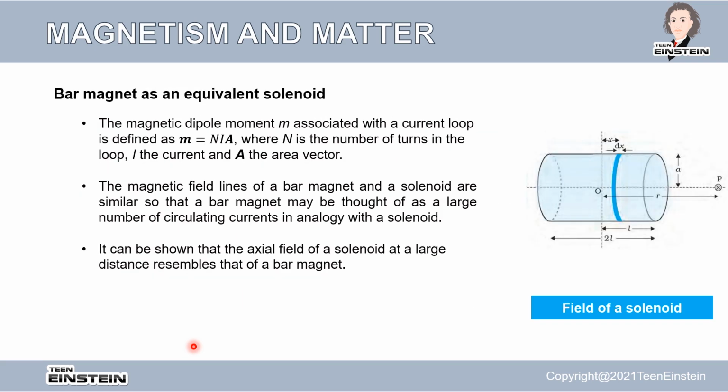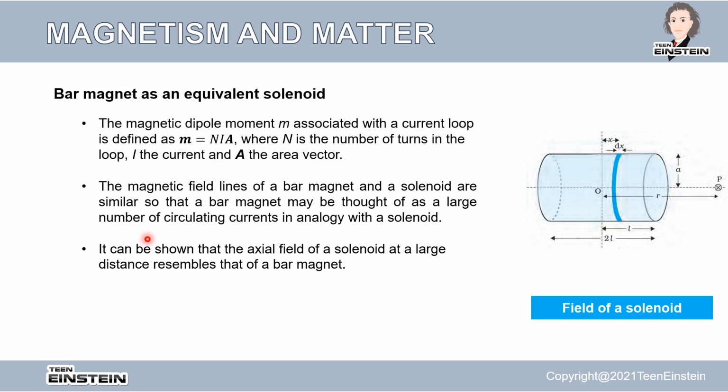Okay, next one is the bar magnet as an equivalent solenoid. So we already talked about this, how a bar magnet and a solenoid produce similar magnetic fields. Now we are going to derive how a bar magnet acts as an equivalent solenoid. So the magnetic dipole moment M associated with the current loop is defined as M equal to N I A, where N is the number of turns in the loop. So this is for the case of a solenoid. If you have N number of turns and I is the current, A is the area. We already studied this. So magnetic moment is given by current multiplied by area of the loop. If you have N number of loops, then it is N multiplied by current multiplied by the area of the loop.